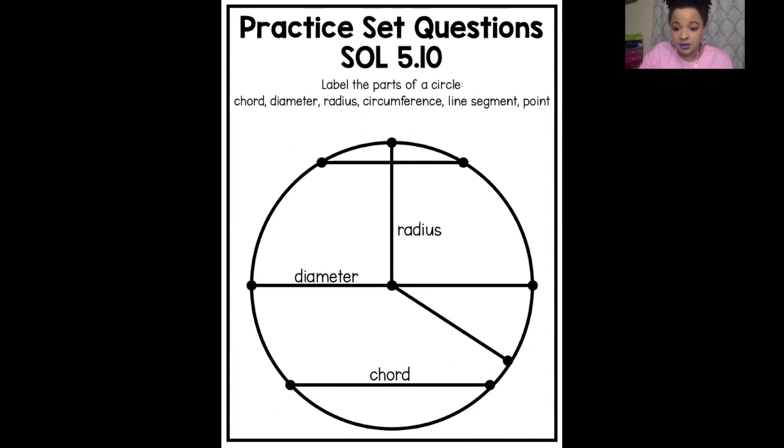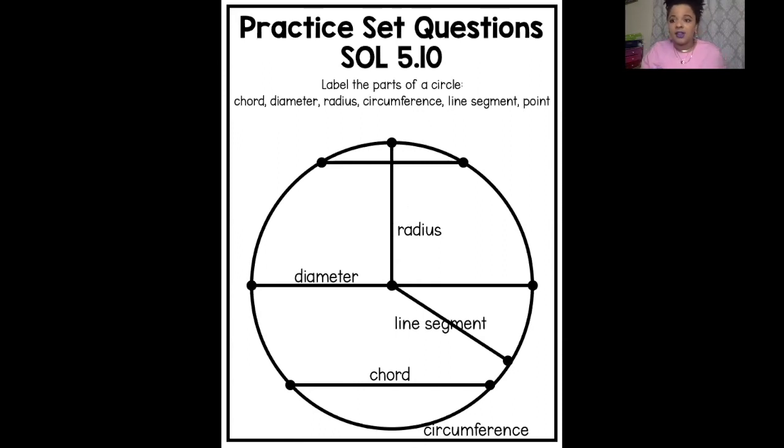Let's find the circumference. And remember, the circumference is the outside edge. So all of this on the outside edge of our circle is the circumference. Now let's find a line segment. Now this is not our only line segment. All of my chords are made up of line segments. So here's one, here's one, here's one. Again, my radius is a line segment. So all of those are line segments.